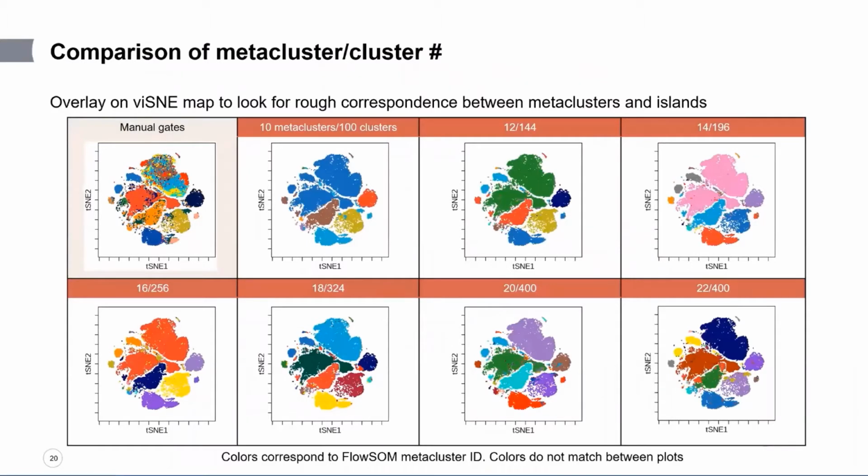So for these data, here's what changing the number of metaclusters and clusters look like. So at the top left is a viSNE map overlaid with my manually gated populations, followed up by FlowSOM results. Each plot shows an increasing number of metaclusters and clusters from 10 to 22. You can see that the concordance between the viSNE islands and the colors start to improve around metacluster 18, leaving us to focus on 18 or more metaclusters.